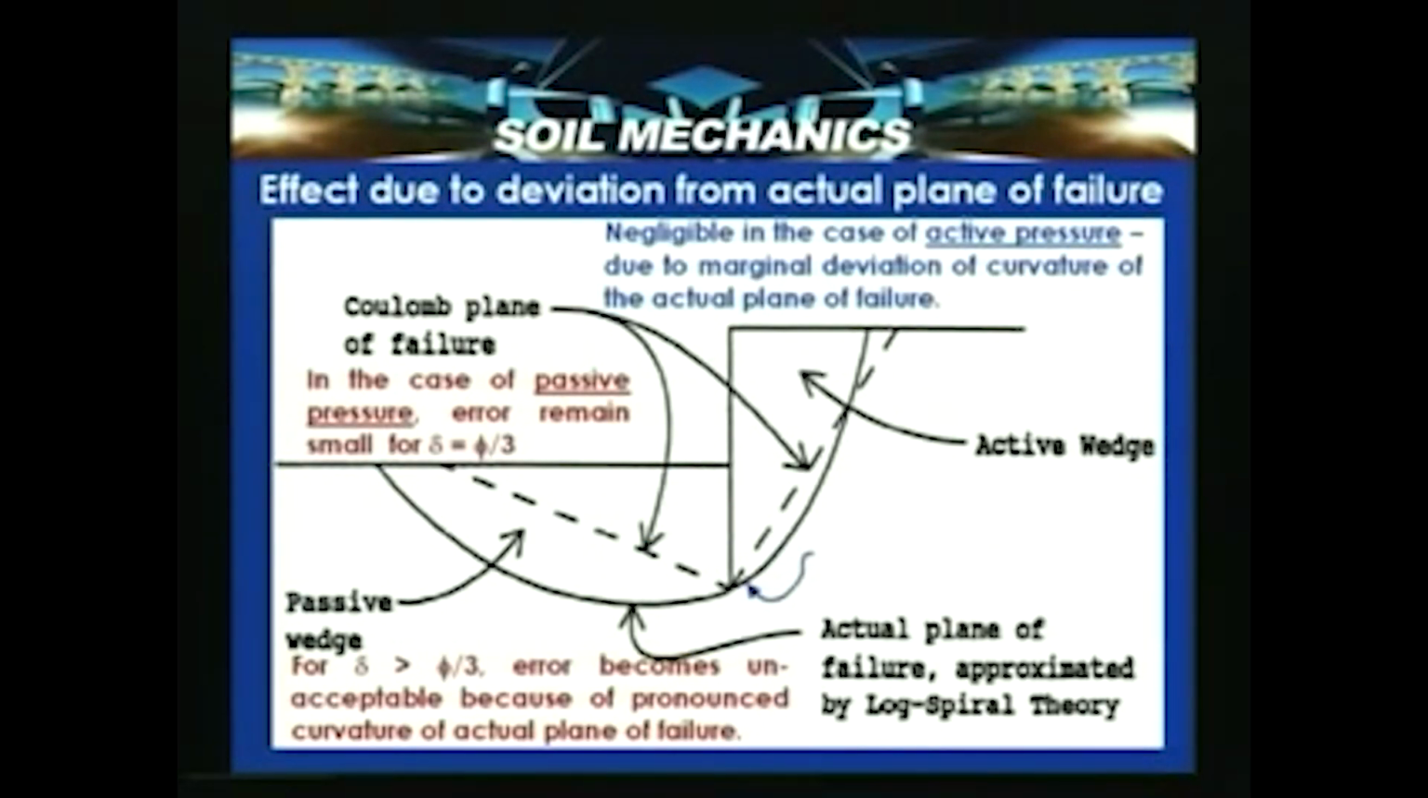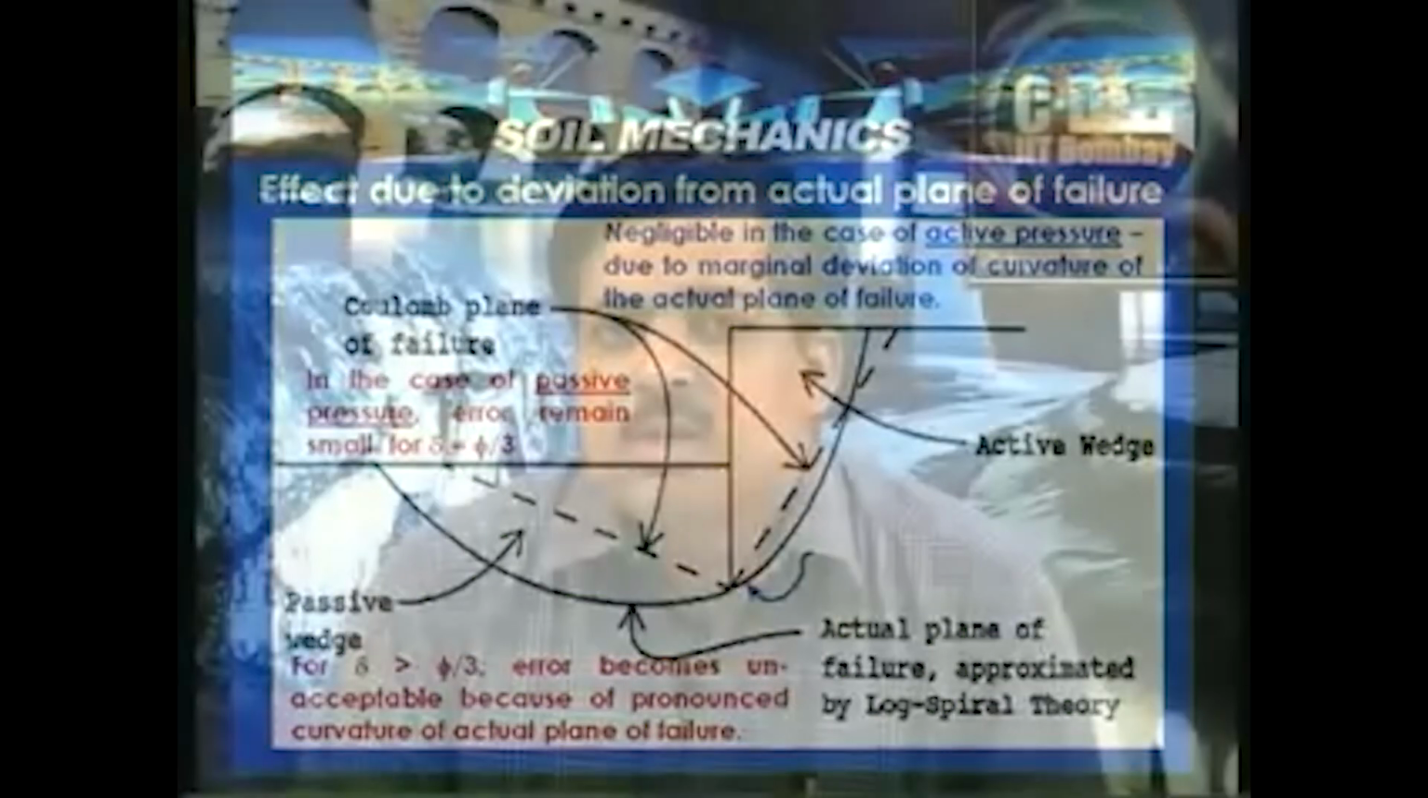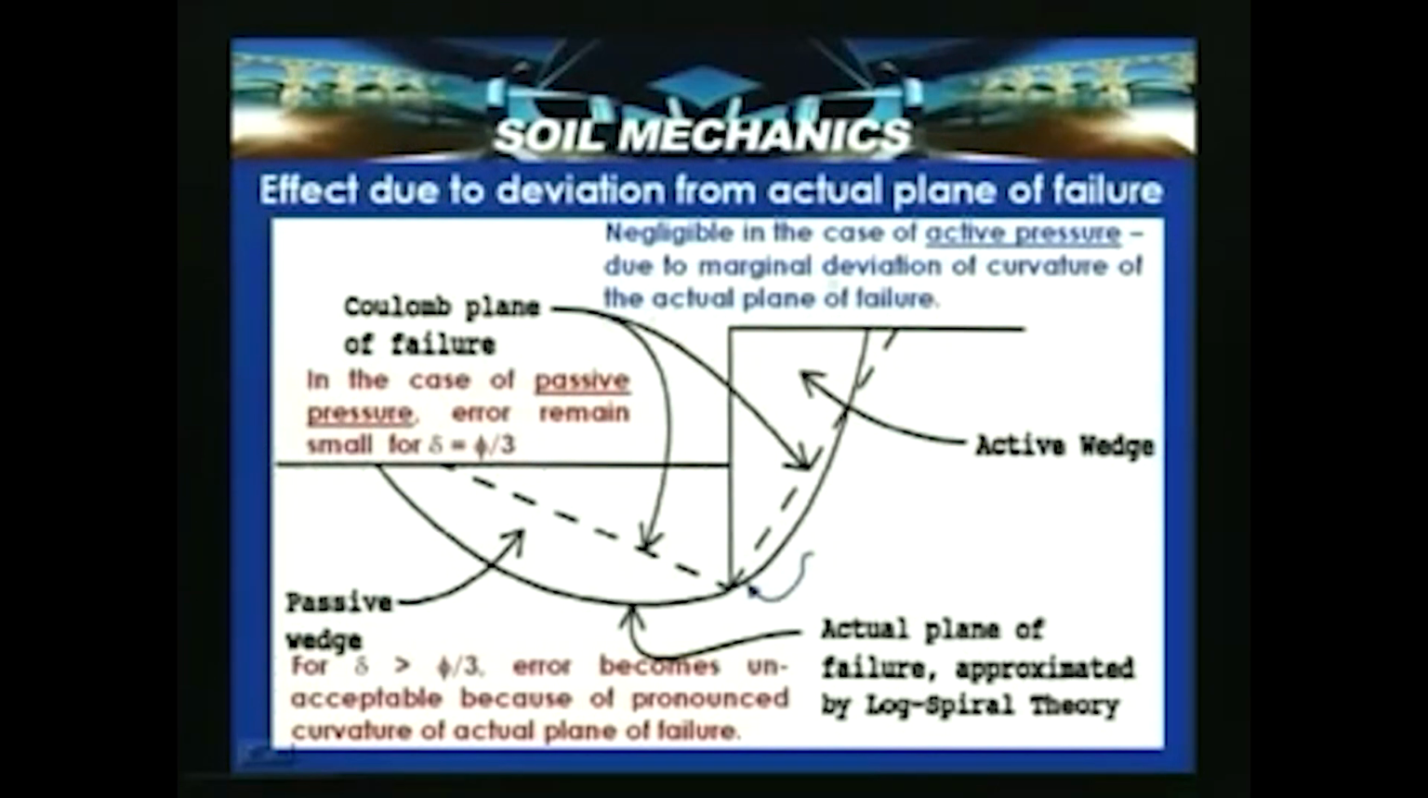Then we also discussed in the previous slide, while discussing assumptions, the failure surface which is assumed to be a plane. So in effect, due to deviations from the actual plane of failure, here a wall cross section is shown, and here according to Coulomb's plane of failure this is indicated with broken lines. This is in case of active, and this is the active wedge, and this is Coulomb's failure surface and Coulomb's failure wedge.